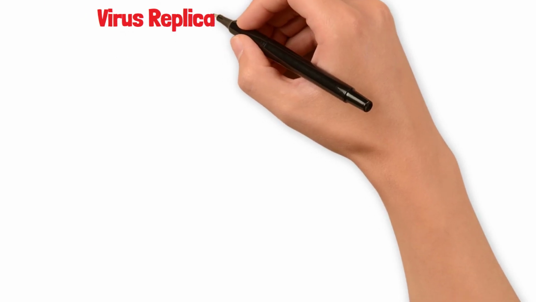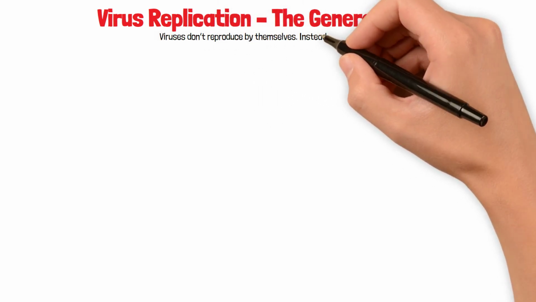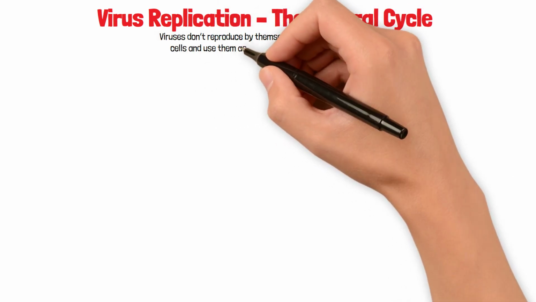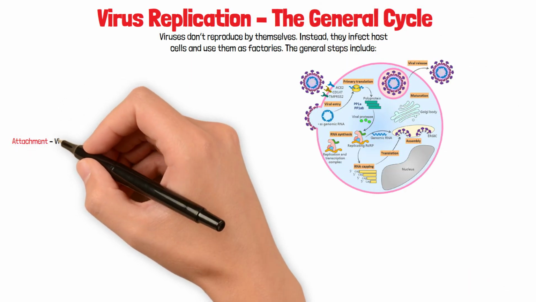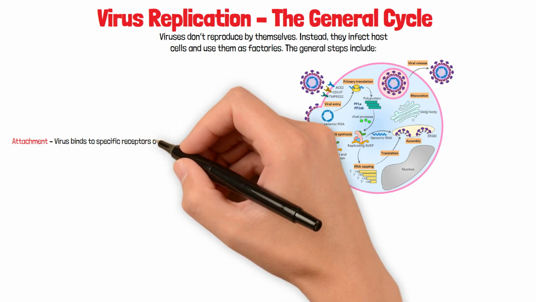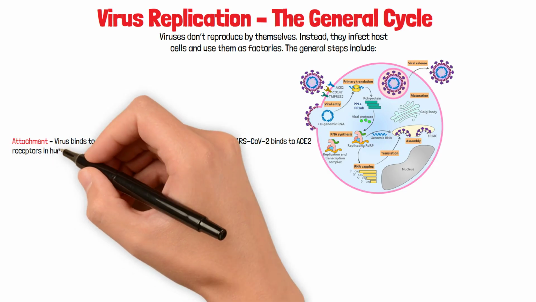Virus replication, the general cycle. Viruses don't reproduce by themselves. Instead, they infect host cells and use them as factories. The general steps include attachment. The virus binds to specific receptors on the host cell. Example, SARS-CoV-2 binds to ACE2 receptors in human cells.